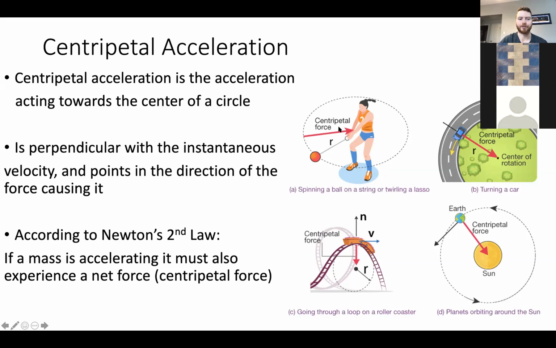The centripetal force and the centripetal acceleration is pointing to the inside of the circle, or the source of the force. Okay. According to Newton's second law, if a mass is accelerating, it must also experience a net force. So in this case, we're going to call it a centripetal force. Just like centripetal acceleration, it is pointing to the center of the circle. Centripetal means center seeking.